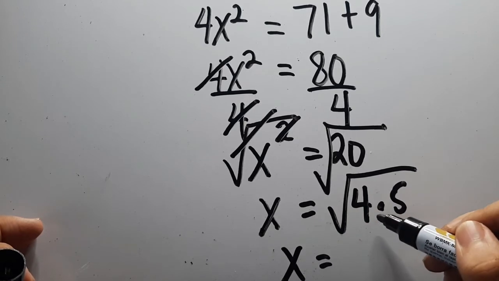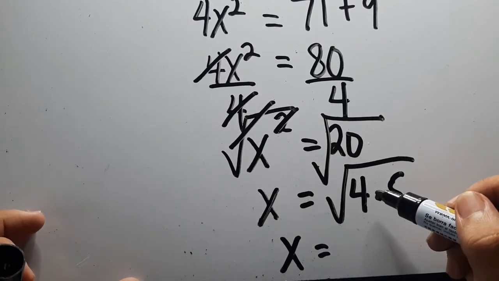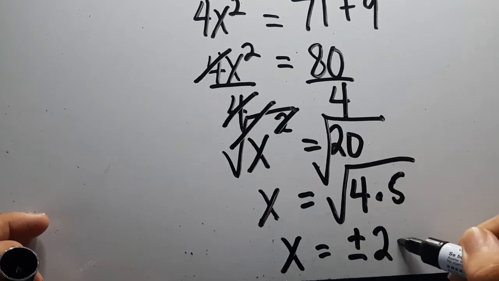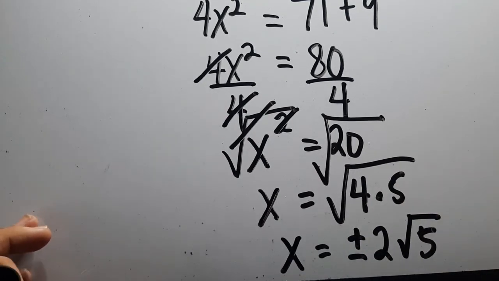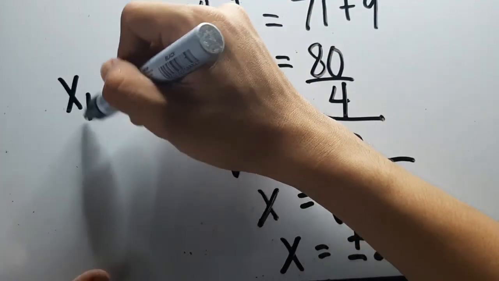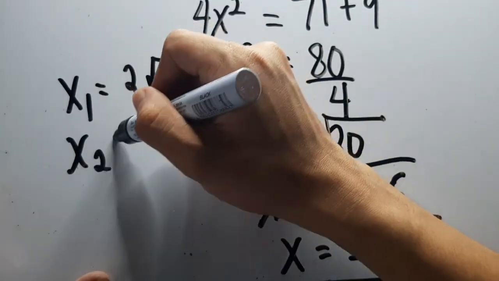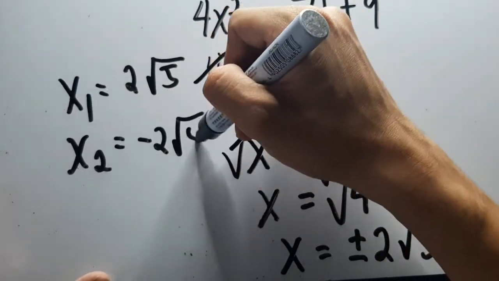The square root of 4 is 2. So we have positive negative 2 square root of 5. So the roots are x sub 1 is equal to positive 2 square root of 5 and x sub 2 is equal to negative 2 square root of 5. The roots are like this: x sub 1 is equal to positive 2 square root of 5 and x sub 2 is equal to negative 2 square root of 5.